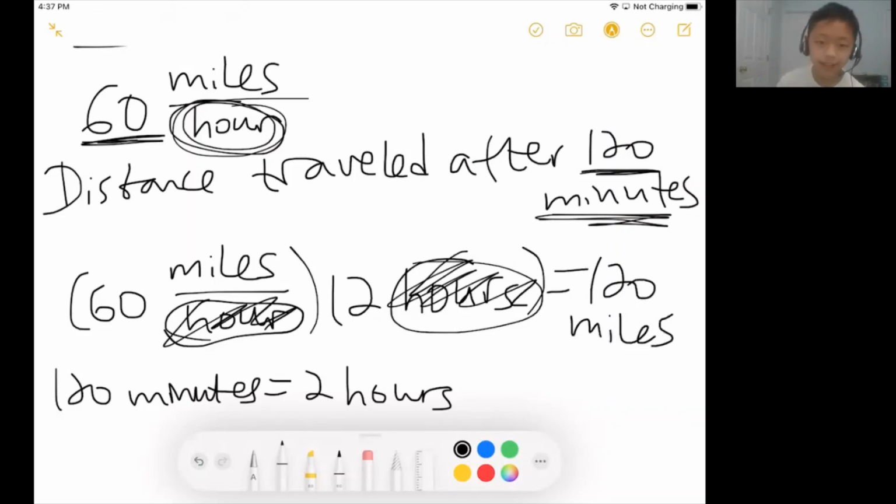So that's a quick, brief explanation of why units are important. If you see that they give you different quantities in different units, for example the rate in miles per hour and the time in minutes, the first step before you do anything is to convert everything to the same units, because if you don't do that, then you're probably going to get the wrong answer, which is bad.